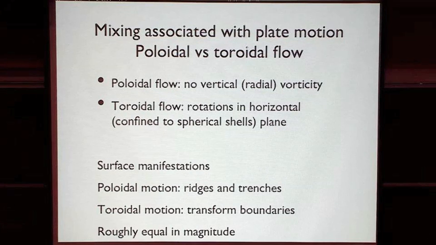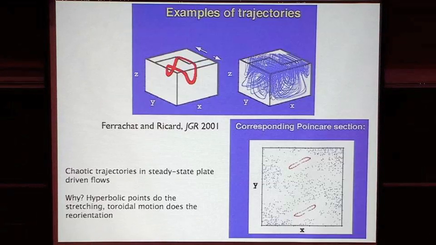Okay, so we'll see the significance of these 2 types of motions next in this example from Ferrachat and Yannick Ricard. So what you're looking at on the top is a 3-dimensional box. It's a model problem again. We've got 2 plates. The one in the upper left moves towards the upper left. The one in the lower right moves to the lower right. We have 2 ridge segments separated by a transform boundary.